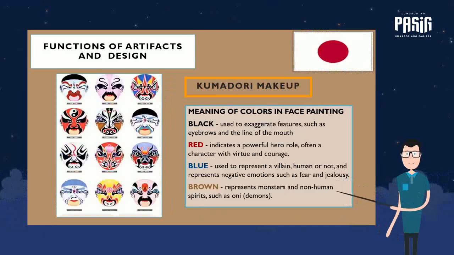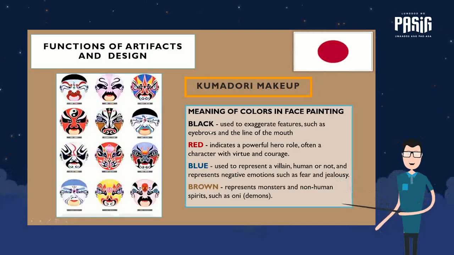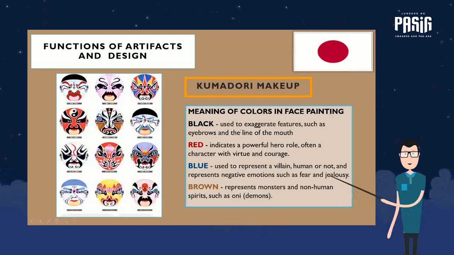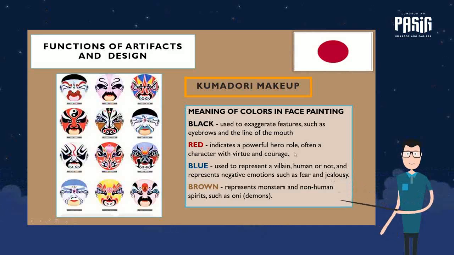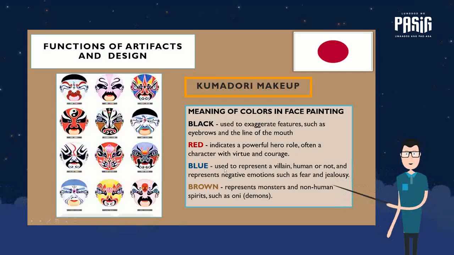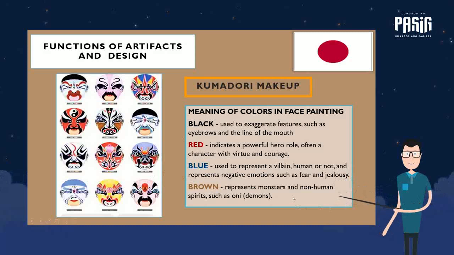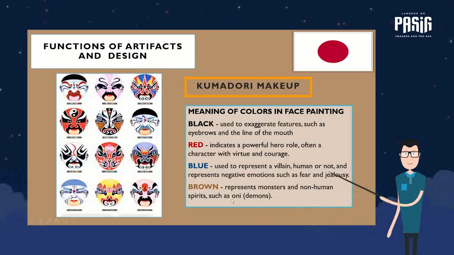Kumadori makeup uses different colors. One is black. Black is used to exaggerate features such as eyebrows and the line of the mouth. With red, it indicates a powerful hero role, often a character with virtue and courage. With blue, it is used to represent a villain, human or not, and represents negative emotions such as fear and jealousy. And the last one is brown. This represents monsters and non-human spirits such as Oni, or also called demons. That is the Kumadori makeup.